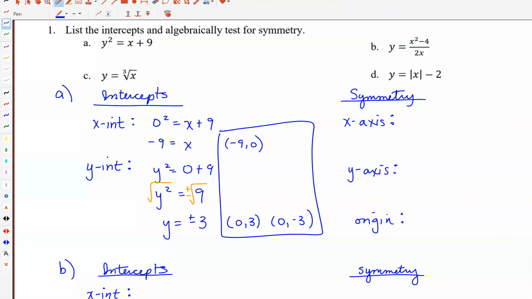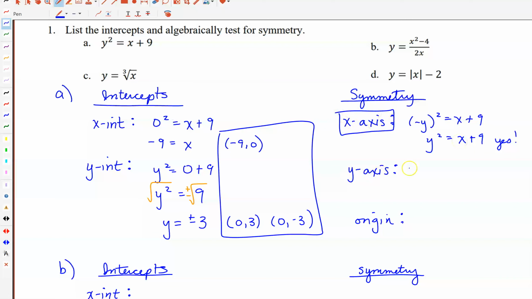Now let's do our tests for symmetry. So for x-axis symmetry, what we're going to do is replace the y with negative y, and we're going to see if we result in something that's equivalent to the original equation. So then I'll get y squared is equal to x plus 9. And yes, this is what I started with. So this equation right here will have x-axis symmetry. Now we still have to test for the other types.